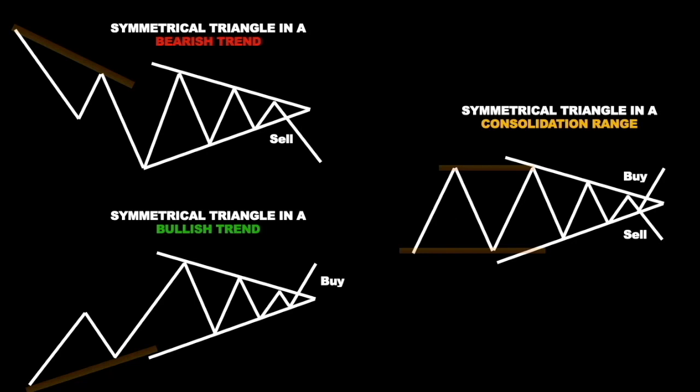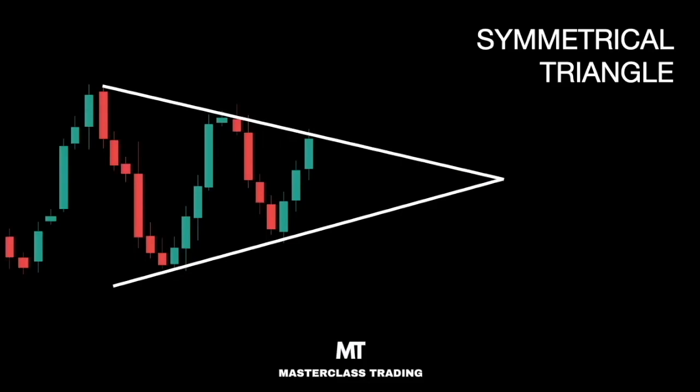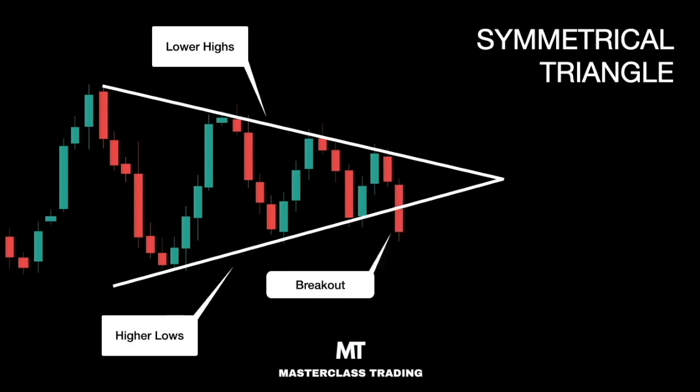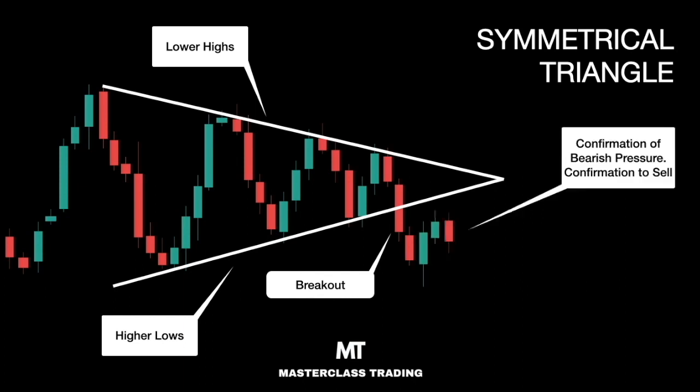Let's see a bearish example of the symmetrical triangle pattern. By looking at the chart, we can see that price is moving in a triangle, forming lower highs and higher lows. Price pushes down, creating a higher low, then pushes up again, creating a lower high. Price manages to break the support level with strong bearish pressure. Price retraces and confirms the breakout, with good price action confirmation. We can then open the short trade after the confirmation.